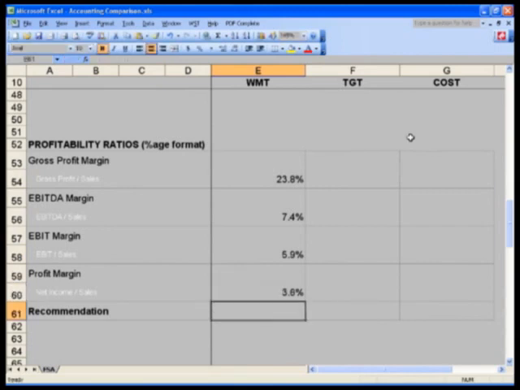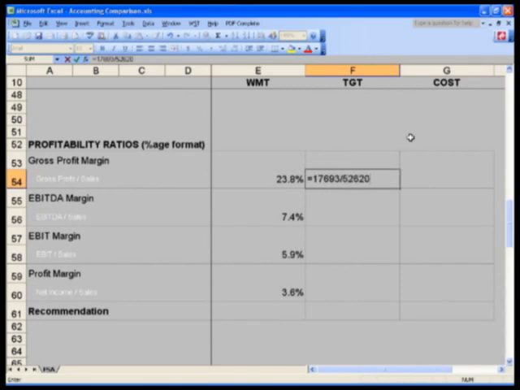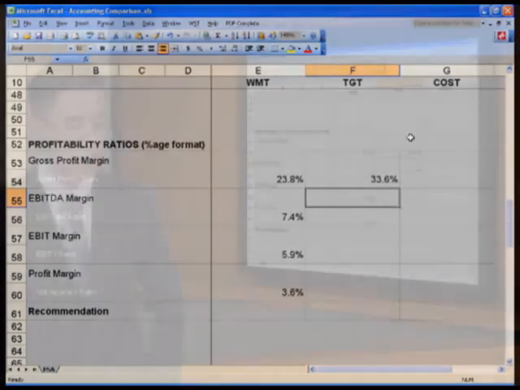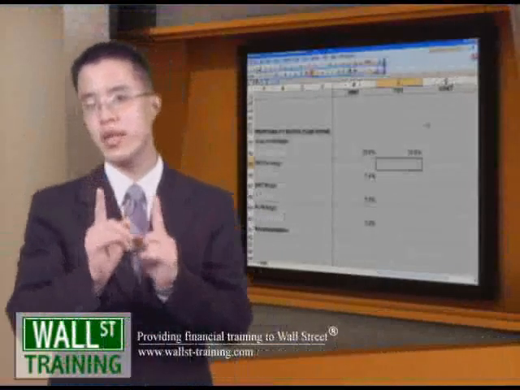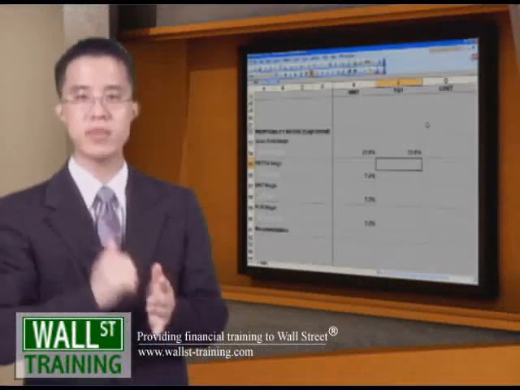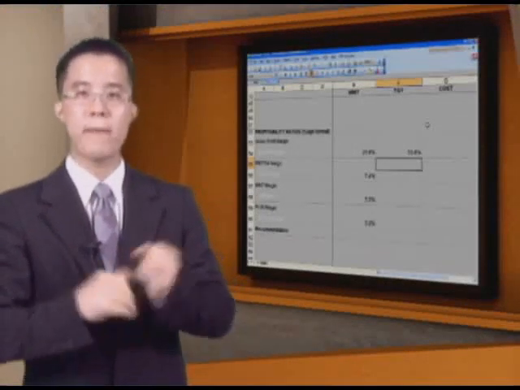Their EBIT margin was, the EBIT equals their operating income of $18,530 divided by the same sales number, being a little repetitive here. You get a total of 5.9%. Finally, for profit margin, which is net income, equals 11,231 from your first page, divided by the same sales number, 3.6%. Now let's do the same for Target and Costco.